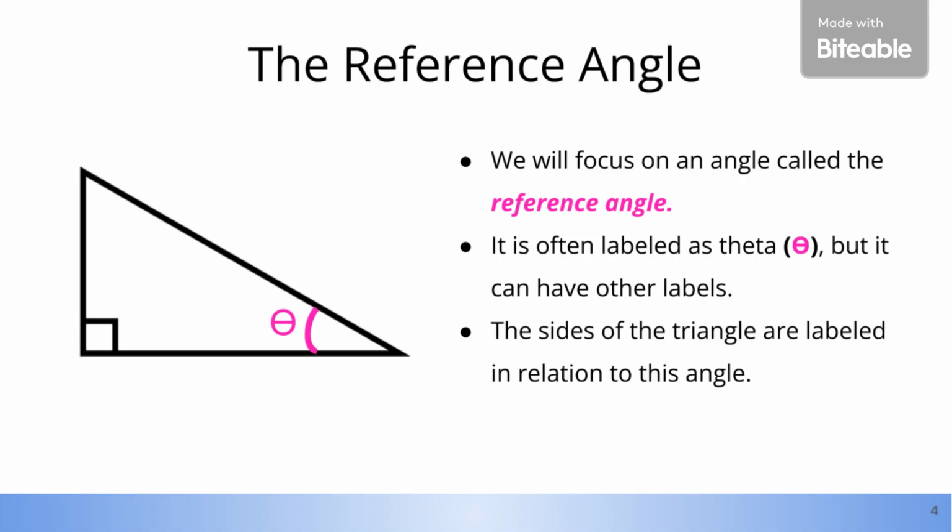In trigonometry, we often focus on one of the two angles that are not 90 degrees, and we call it the reference angle. Here we've labeled this angle as the Greek letter theta. This is a common way to name an angle, though it could be called other names and represented with English letters as well.